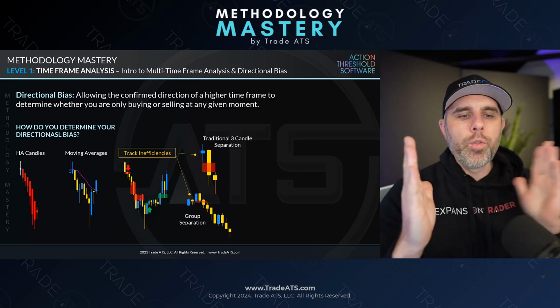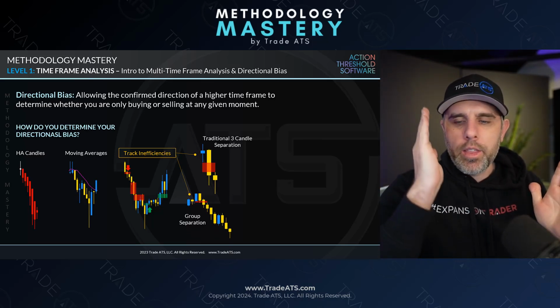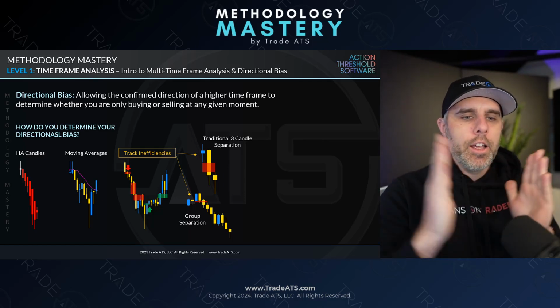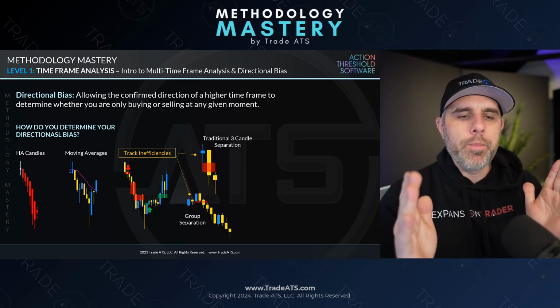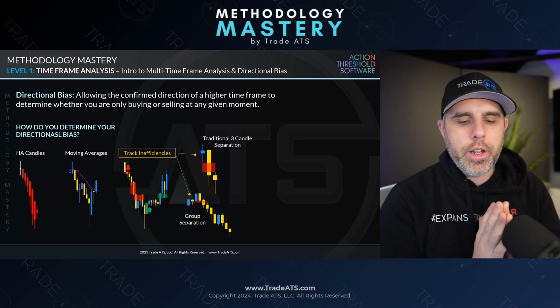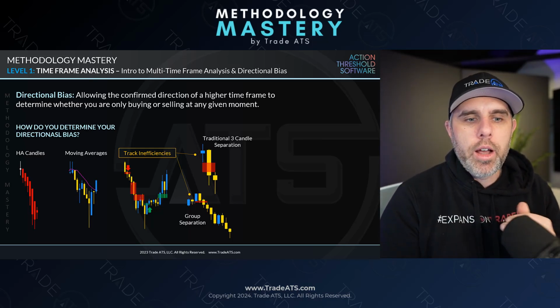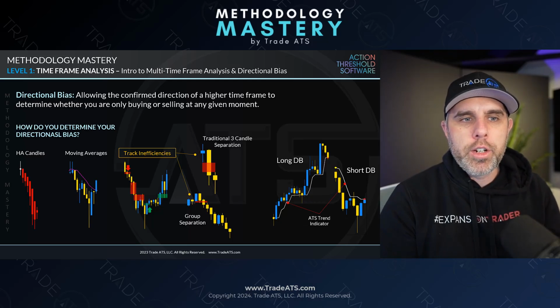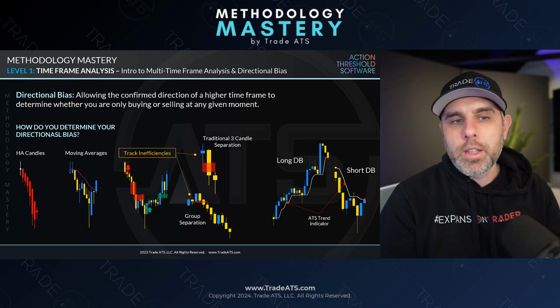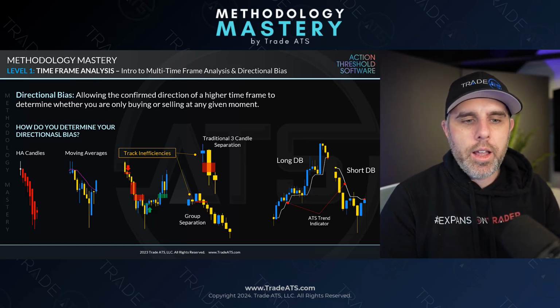But there's actually a more intricate model of this, which is a group inefficiency, where you can track groups of overlapping candles. And then for the candle you're on, you look back at the last candle that one was separated from, up or down. That's tracking group separation, and that's what we've done on ATS Trend. ATS Trend not only tracks traditional market inefficiency, but it also tracks group inefficiency as well. And that's what makes it so good, that it takes it to that next level.